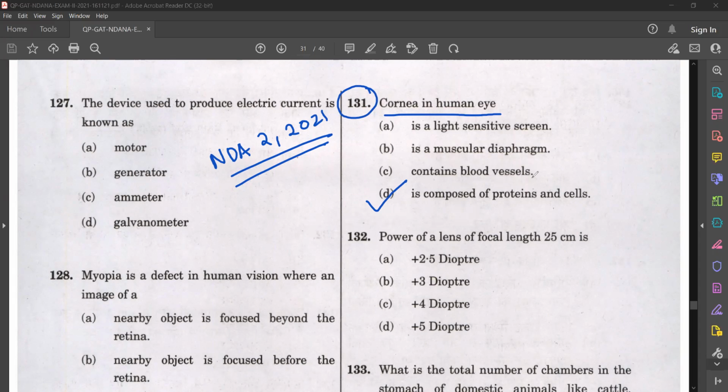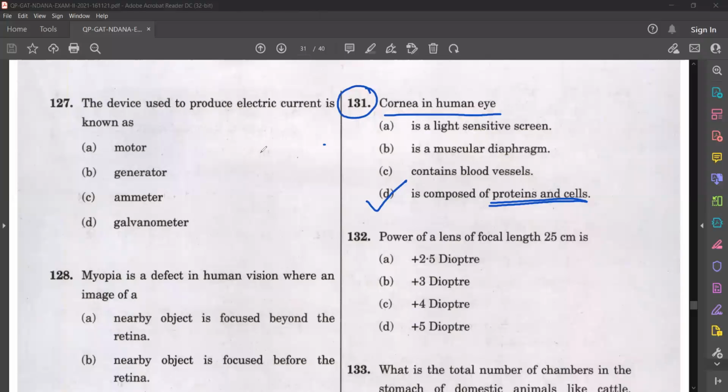Okay, so let's see the structure of the eye in detail. Then you'll be able to answer this clearly. Suppose you don't know this part, proteins and cells, you can get the answer from the remaining options. So see here.